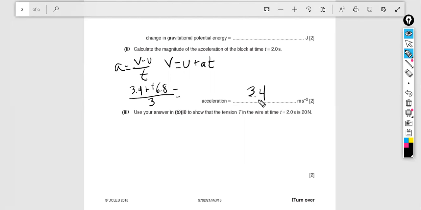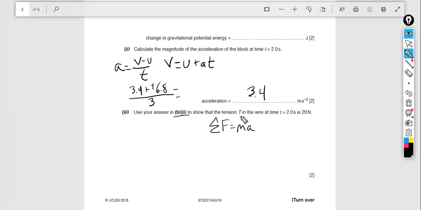Now use your answer here. And if it ever tells you to do something, do it. Follow the directions. So we need to use this answer to show that the tension in the wire at 2 seconds is 20 newtons. Okay. So this seems like a Newton's second law type of problem. And Newton's second law is usually always the one that it is, right? That's a very typical way to begin physics calculations. Think about Newton's second law.